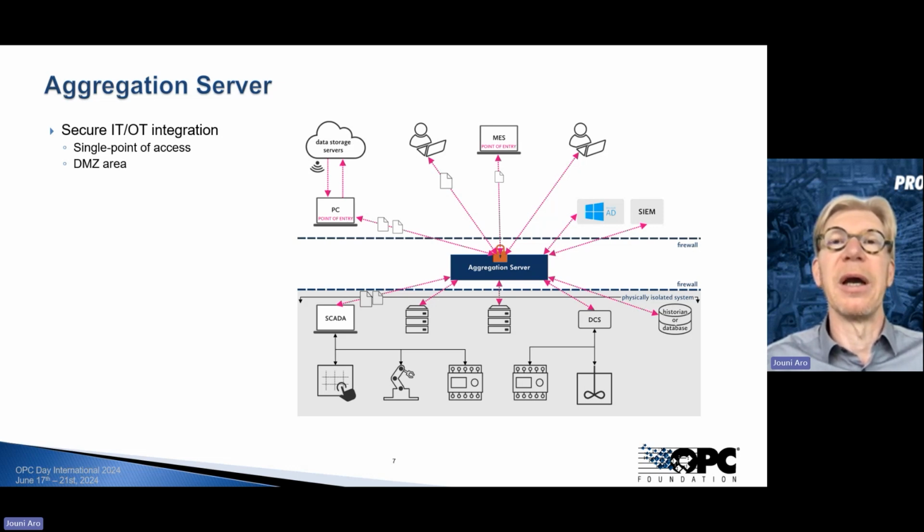They are mostly doing the protocol conversions, but they're also acting as a single point of access. And typically, you can already use these products to place this kind of aggregation server in between the IT and the OT network, put it in a DMZ area, which ensures that there's no direct connection from the IT to the OT. And this is a great place also to apply all kinds of security measures independent of the actual security measures provided by the devices in the OT network.